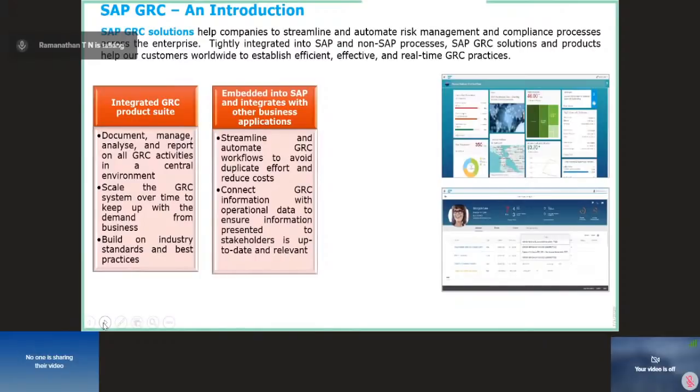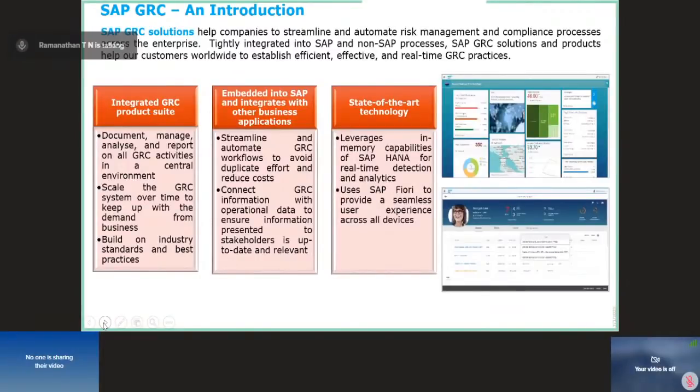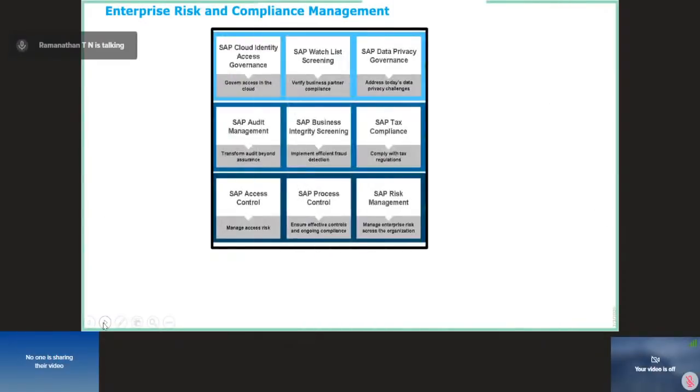And as I told you, these GRC solutions are embedded, like the analytical applications are embedded on the transactional. These GRC solutions are embedded on the business applications, right? Whereby you get the real-time information, so there is no lag, there is no issue, and we are using state-of-the-art technology like Fiori or mobility, all those bits of it, right? So that's the aspect which we wanted to just share.